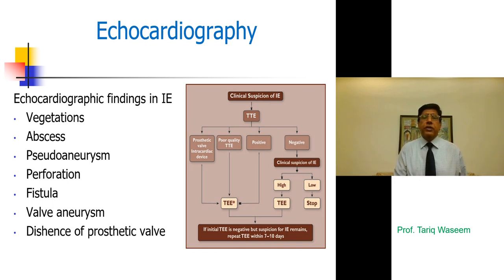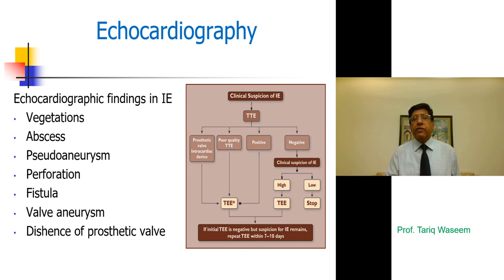This is again what we have to look for on echocardiography in infective endocarditis. We have to look for vegetations, abscesses, and pseudoaneurysm. Sometimes there may be perforation of the interventricular septum, or perforation of the valve leaflets. There may be formation of fistula, the valve may develop an aneurysmal type of dilatation, and if there is a prosthetic valve, it may show dehiscence or a paravalvular leak.